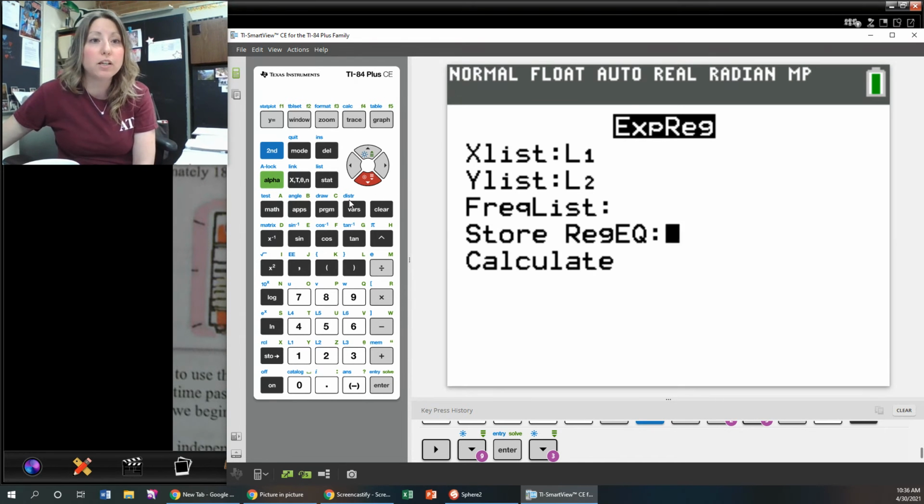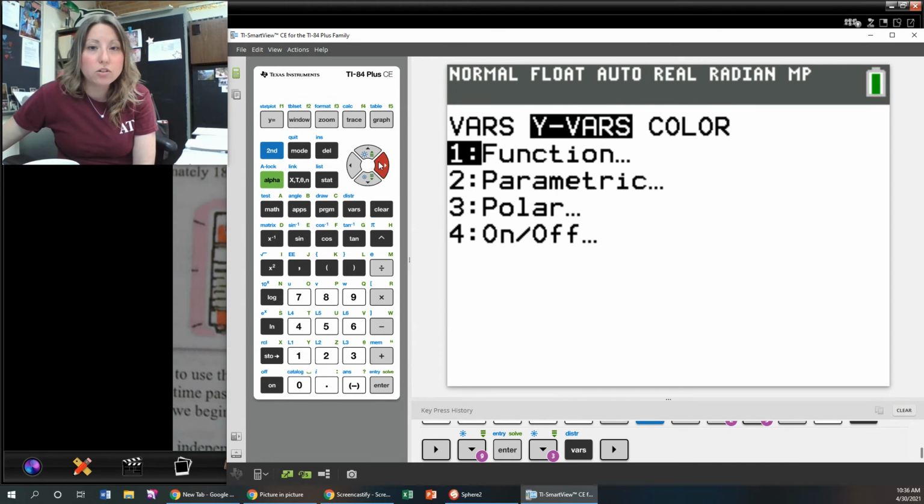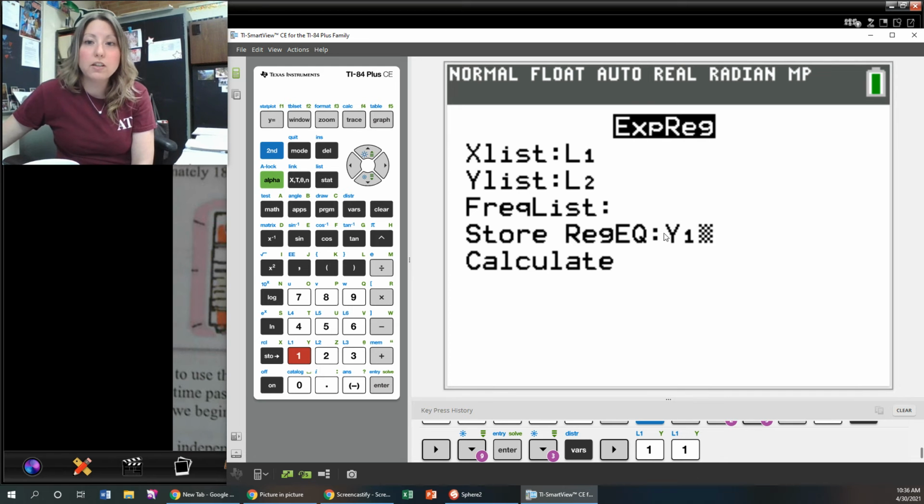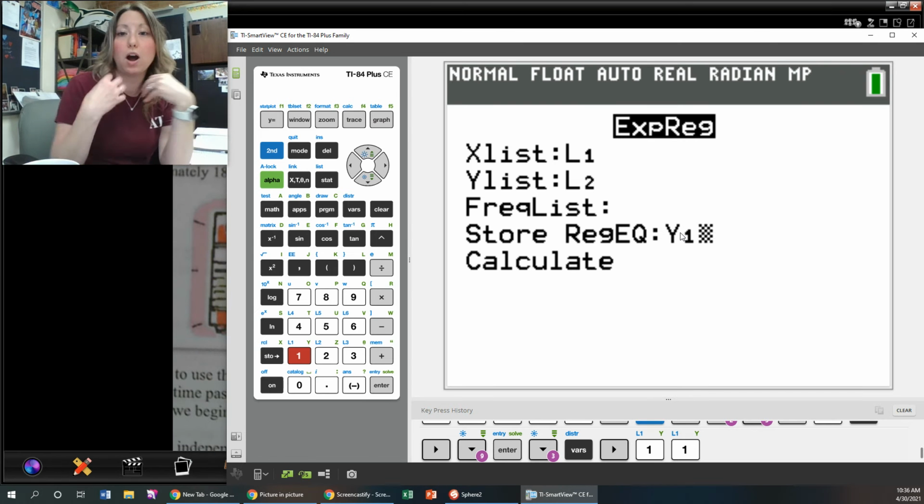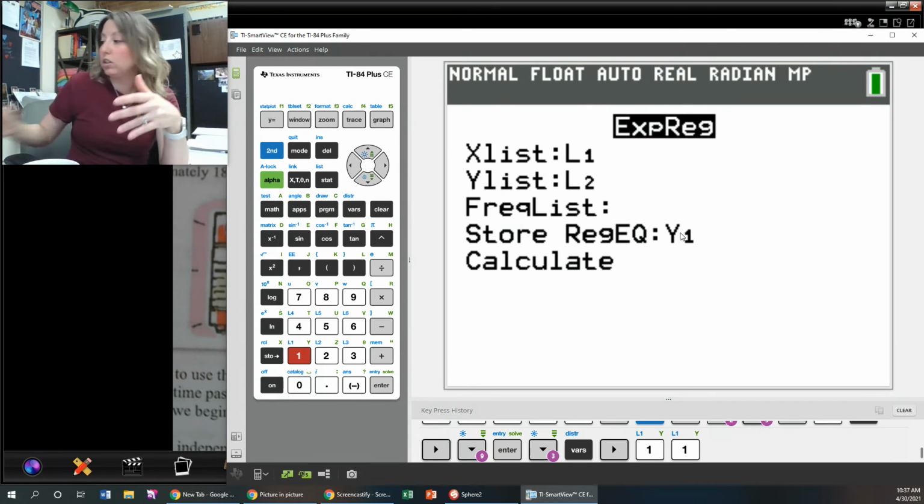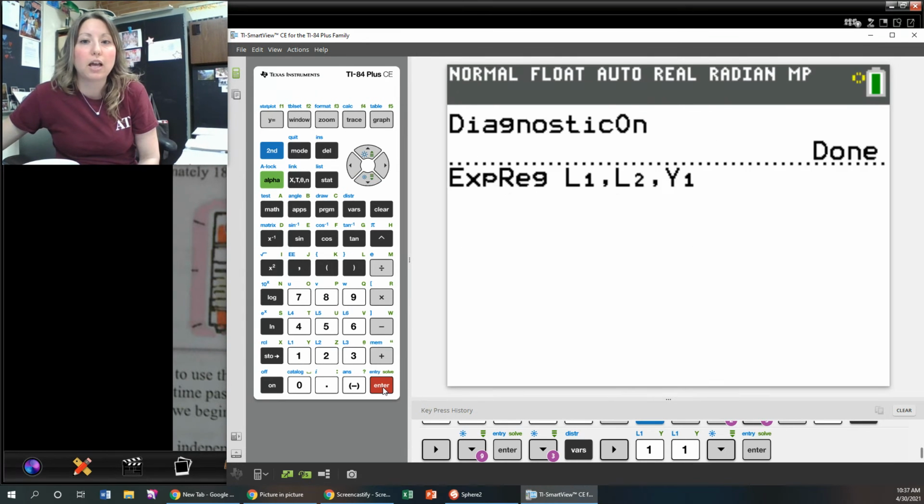And now follow carefully. VARS, VARS, arrow right to Y VARS. We want the function, so 1 or enter. And then Y1 is perfect, 1 or enter again. What this is saying is whatever that regression equation comes out to be, please put it in my Y1 for me so I don't have to do that. That's what this part is doing. So it's actually a really good piece that the graphing calculator can help us with. And then finally, we can arrow down to highlight calculate and press enter.